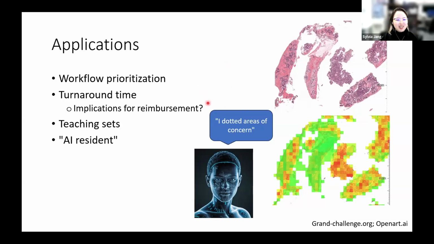And then as a trainee, I'm interested to see how this could be used in the education setting as well. And even for private groups that don't have residents, I could see this algorithm being kind of like a, quote, AI resident that pre-screens each case and highlights certain areas of concern by the heat map. So overall, I think it's a really interesting paper and algorithm.